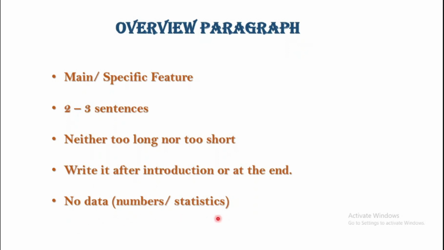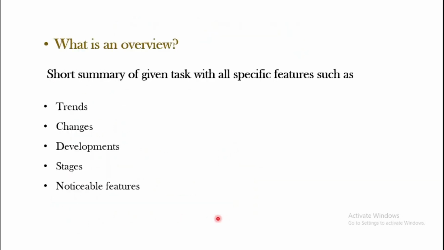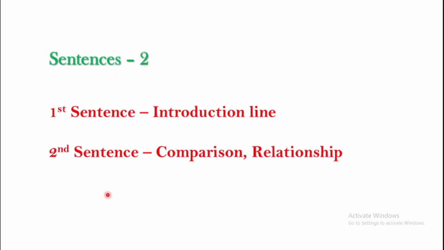Now moving ahead. If there are two graphs, you need to introduce both in your overview, and this can be done in only one or two sentences. Your first sentence should contain the introduction, and in the second sentence, if there are two graphs, your overview should summarize both if you can see a relationship between them. If you can't see any relationship, simply present an overview. Clear? Now the question is, how do I write an overview?